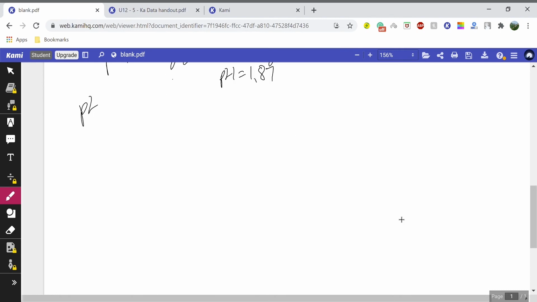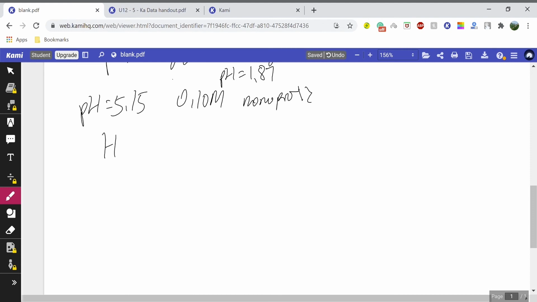In the next example, we're given the pH. It says the pH of a monoprotic acid is 5.15 and the molarity is 0.10 molar. Now what does monoprotic mean? Monoprotic acid means an acid that can only donate one proton, and if you only have one H, you can only donate one proton.